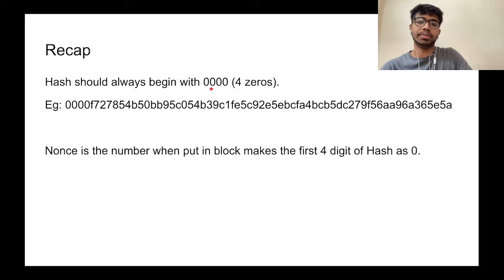Now, hashes should always begin with 4 zeros. For example, we have 4 zeros, and then the next 60 digits can be anything. The nonce is nothing but the number which, when we put it in the block, makes the first 4 digits of the hash 0. There is no set method to find the nonce, so it's completely brute force. We have to try 1, then 2, then 3, until we get the first 4 digits as 0. The process of finding the nonce is called mining.